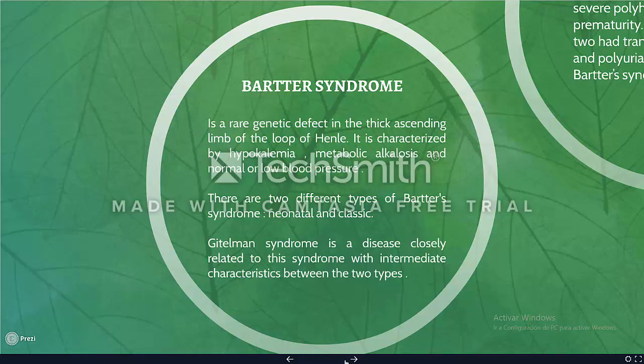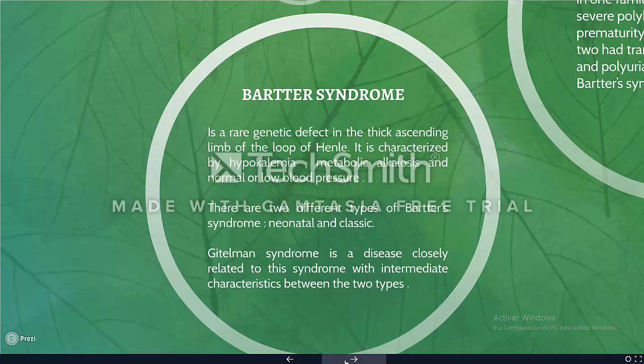There are two different types of Bartter syndrome, the neonatal and the classic. Gitelman syndrome is a disease that is closely related to this syndrome, with intermediate characteristics between the two types.